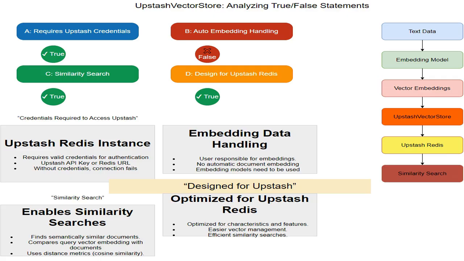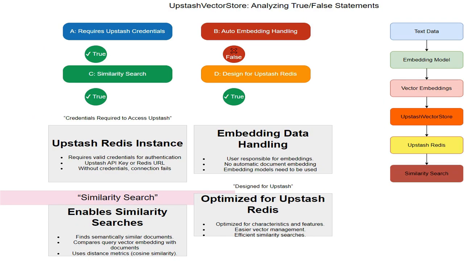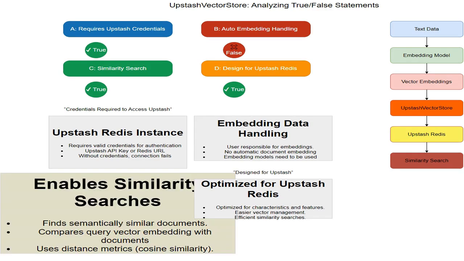The UpstashVectorStore is specifically designed to work with Upstash Redis. This means it's optimized for Upstash Redis's unique features and architecture, like its serverless nature. This specialization can lead to better performance and efficiency when using Upstash Redis as a vector database. It finds semantically similar data by using vector embeddings. The UpstashVectorStore facilitates similarity searches within the Upstash Redis database. It's optimized for the characteristics and features of Upstash Redis, leading to efficient management and similarity searches within that environment.